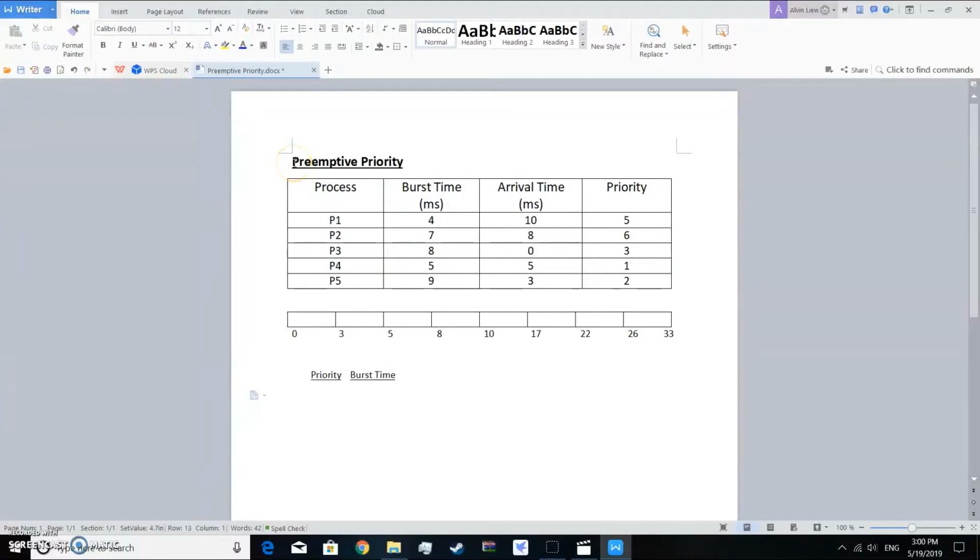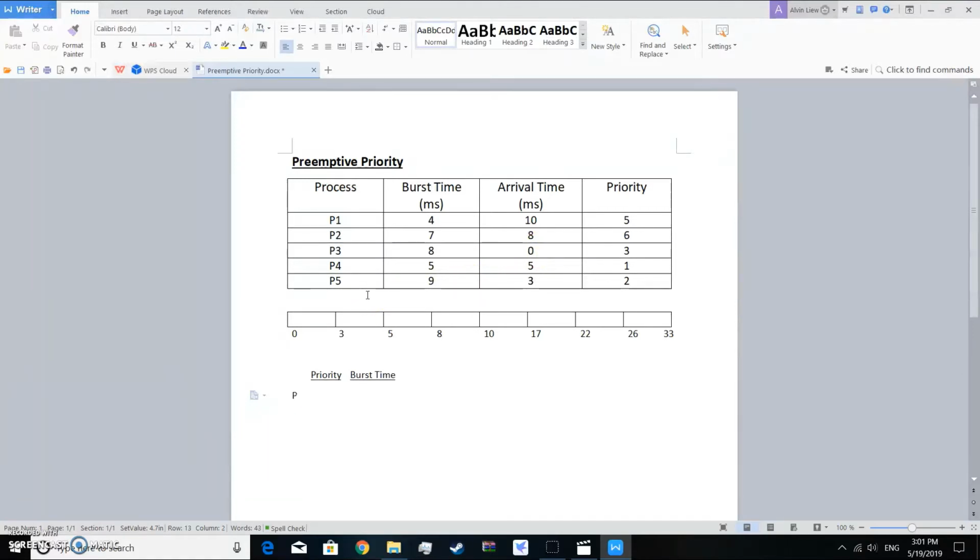Hey guys, today we want to present preemptive priority. At first, look at the process here. The question has been given P1, P2, P3, P4 and P5. At first, look at the arrival time here. When the arrival time is 0, P3 comes in.